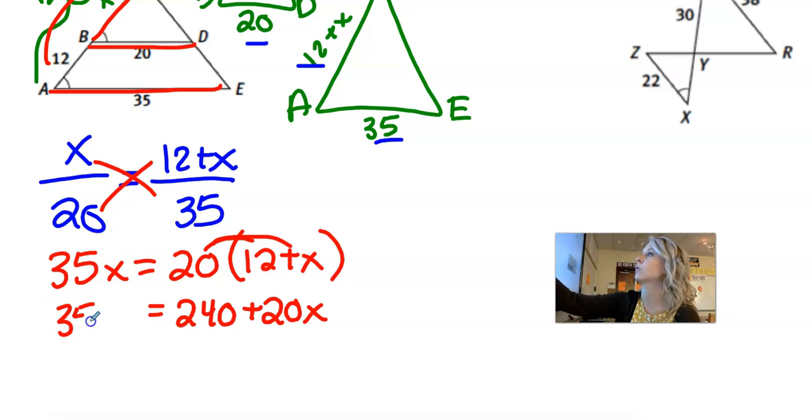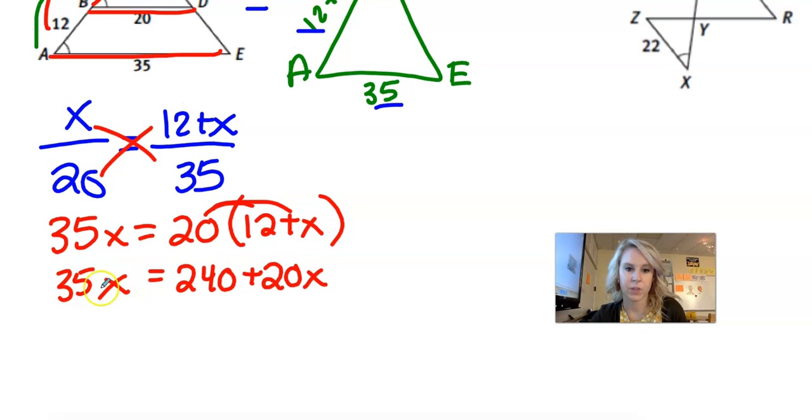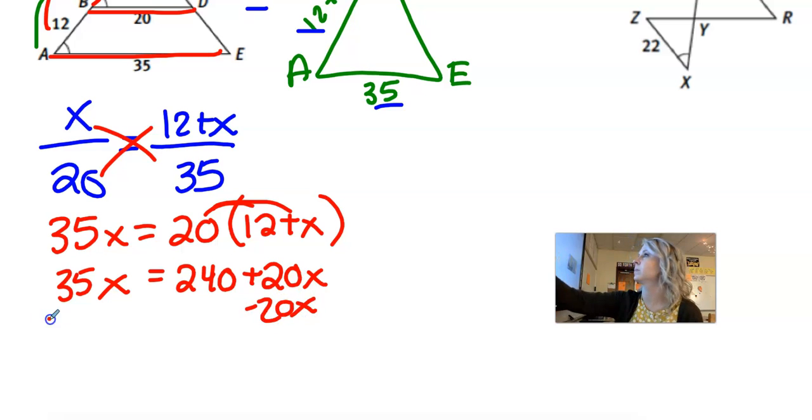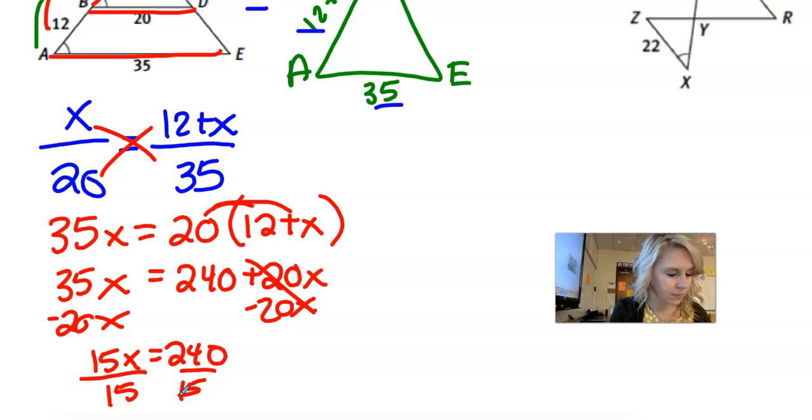equals 35x. So now I have a variable on the left and a variable on the right. I'm going to get my 20x to the left side by subtracting it. 35 minus 20 is 15x equals 240. Divide by 15 to get 16.